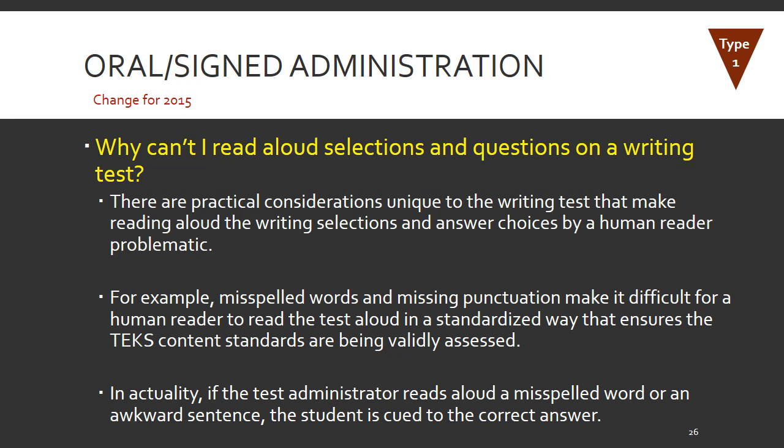Why can't I read aloud selections and questions on a writing test? There are practical considerations unique to the writing test that make reading aloud the writing selections and answer choices by a human reader problematic. For example, misspelled words and missing punctuation make it difficult for a human reader to read the test.